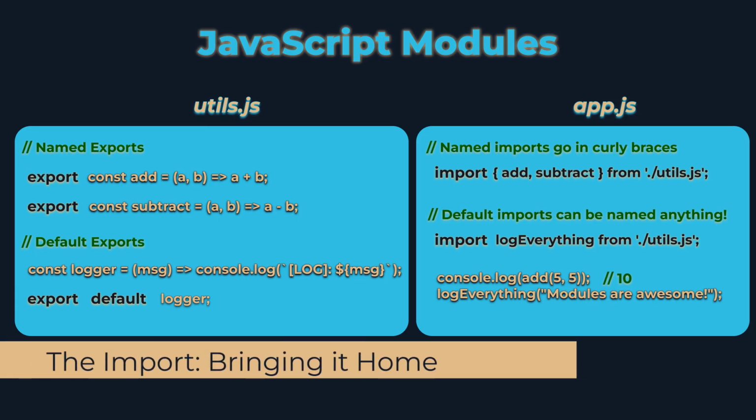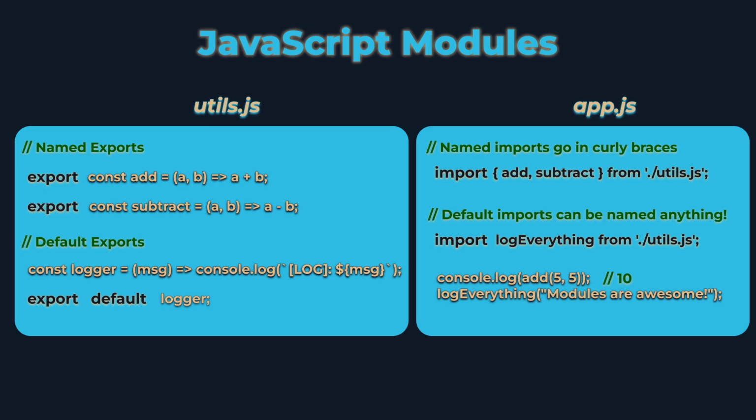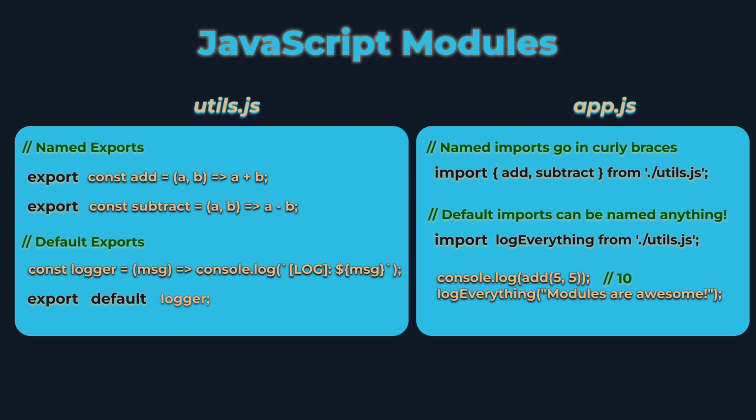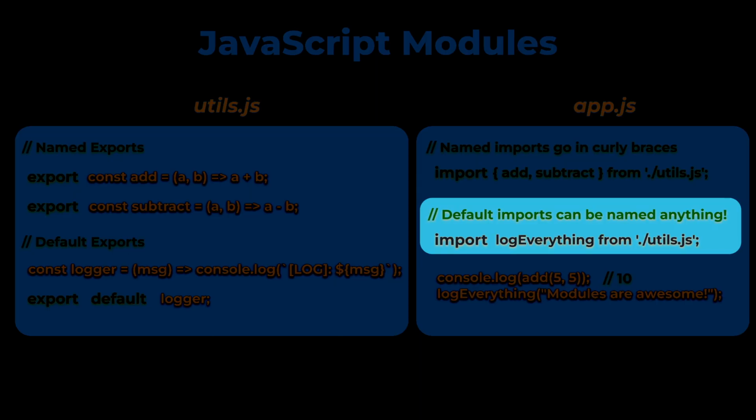Now, how do we get those tools into our main file? We use the import keyword. But pay attention, the syntax changes depending on how you exported them. See those curly braces? Those are for your named exports. They are like specific labels. But for the default export, I didn't even have to call it logger. I called it log everything. JavaScript just knows it's the default thing from that file.